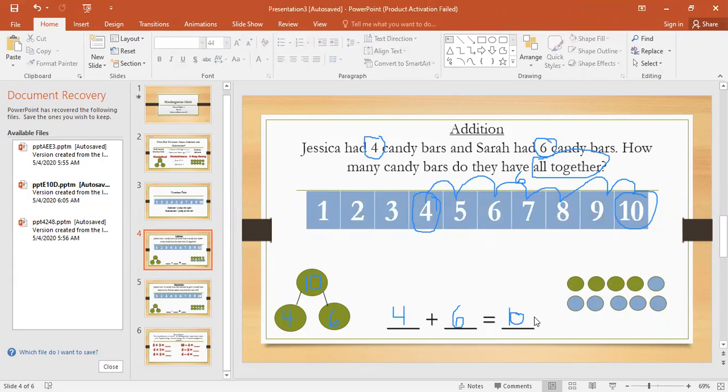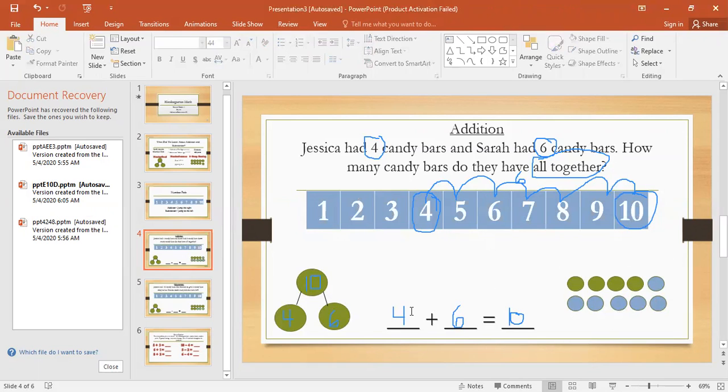All right, great job with that, guys. We used our number path, we used our number bond, our number sentence, and our 5-group drawing. In this problem, we used our number path to solve the problem. We used these 3 methods to model the problem, to show our work.